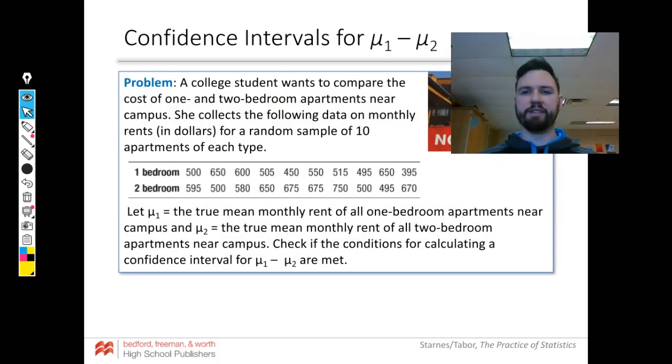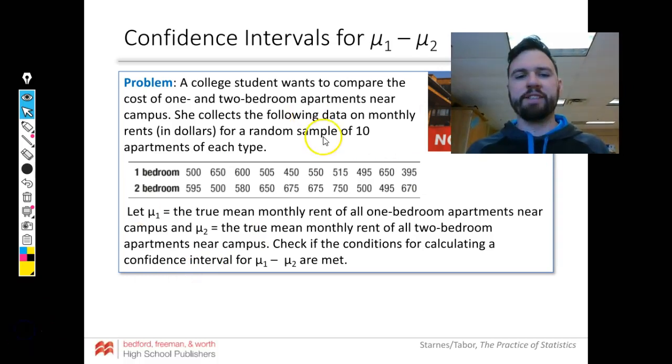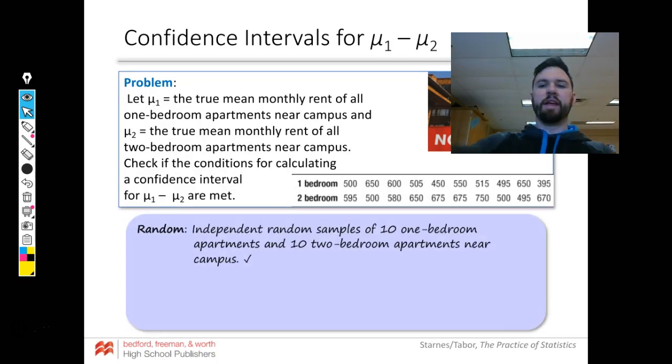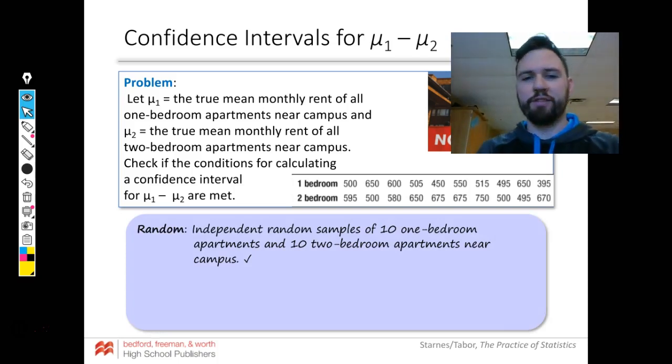Look at this beast. All right, let's start by checking if the conditions are met. So here's our apartments. Amount of monies for 1 bedroom, amount of monies for 2 bedroom, right? First things first. Was it random? Yeah, we randomly selected 10 of each. Yay!